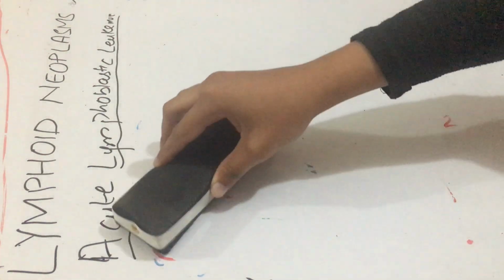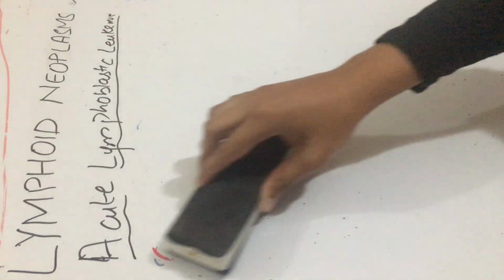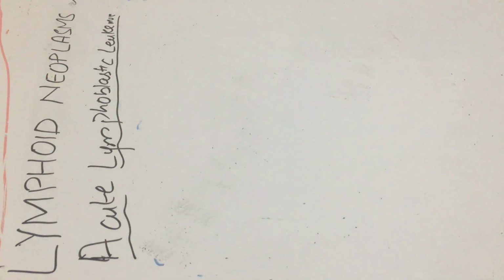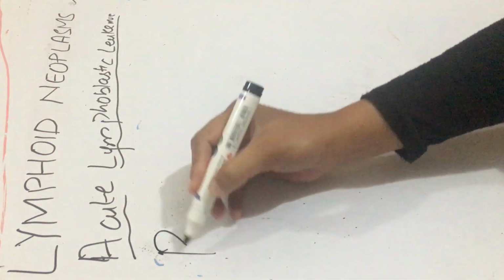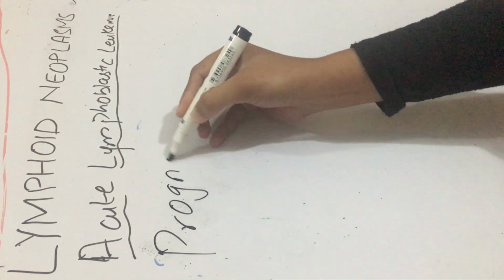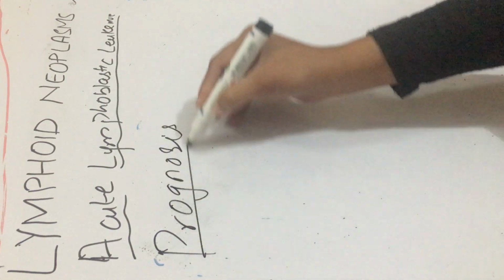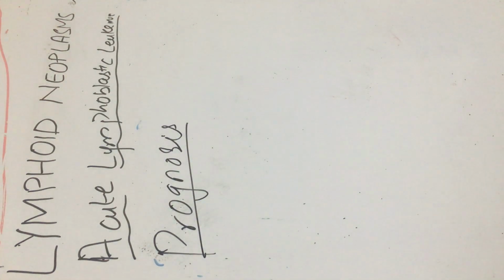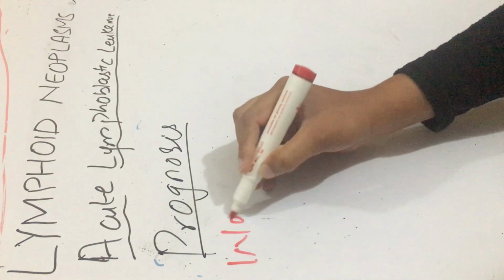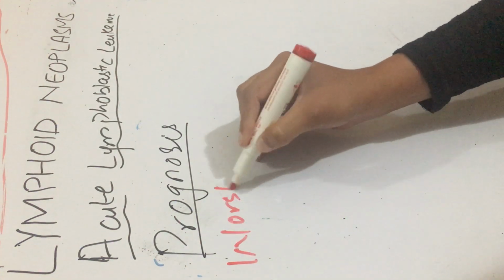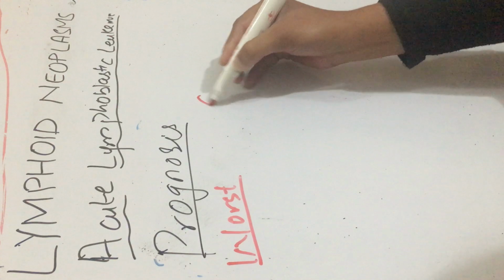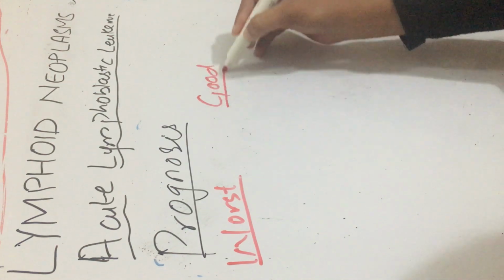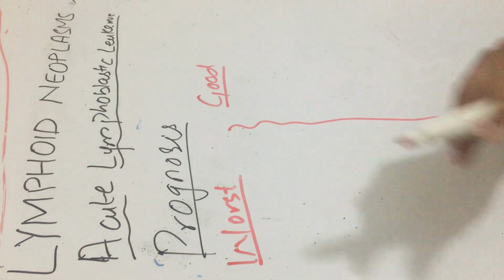Prognosis of acute lymphoblastic leukemia. If the patient has acute lymphoblastic leukemia, what can you suspect, either that this patient has a worse prognosis or a good prognosis? What are those conditions when the patient would have a worse prognosis or a good prognosis? We'll discuss one by one.